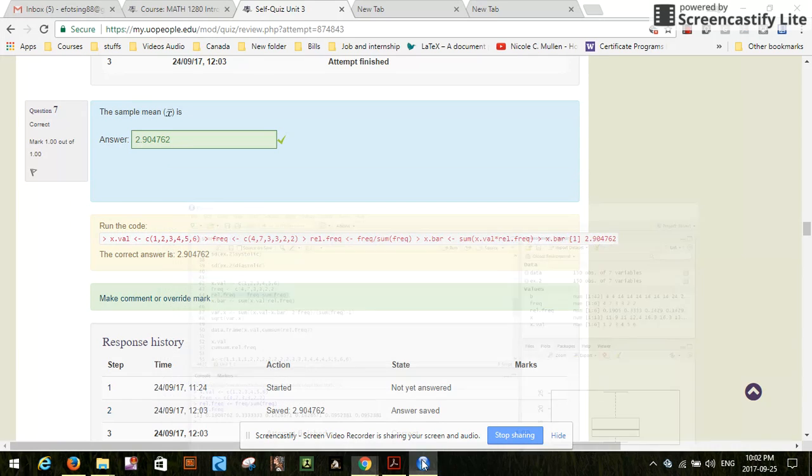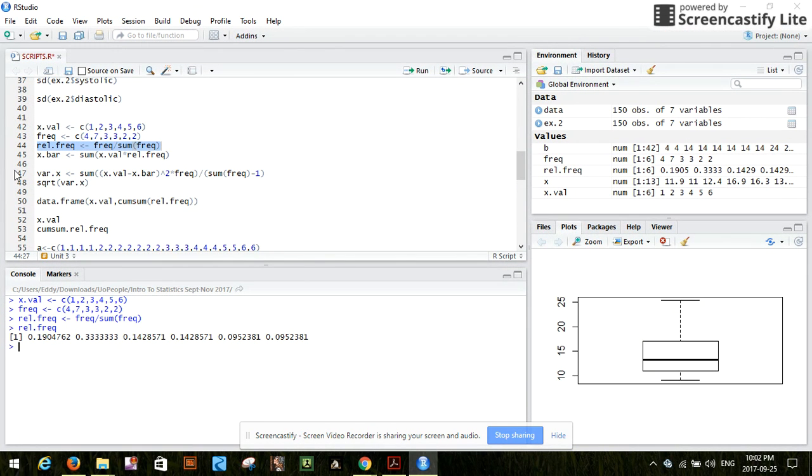And here we were asked to find the sample mean. So what is the sample mean in this case? The sample mean is going to be the relative frequencies multiplied by the x values, and summed. So if you do x bar, that will give us 2.9. So where did that come from?